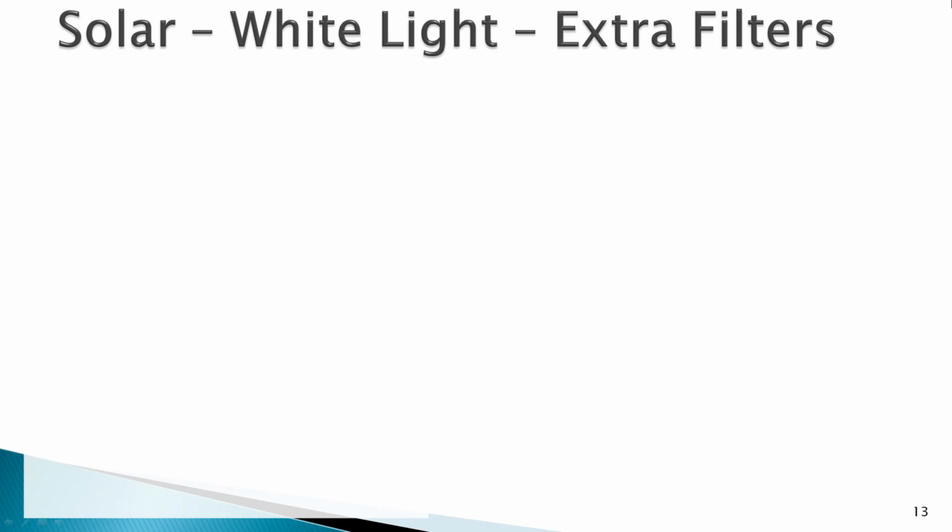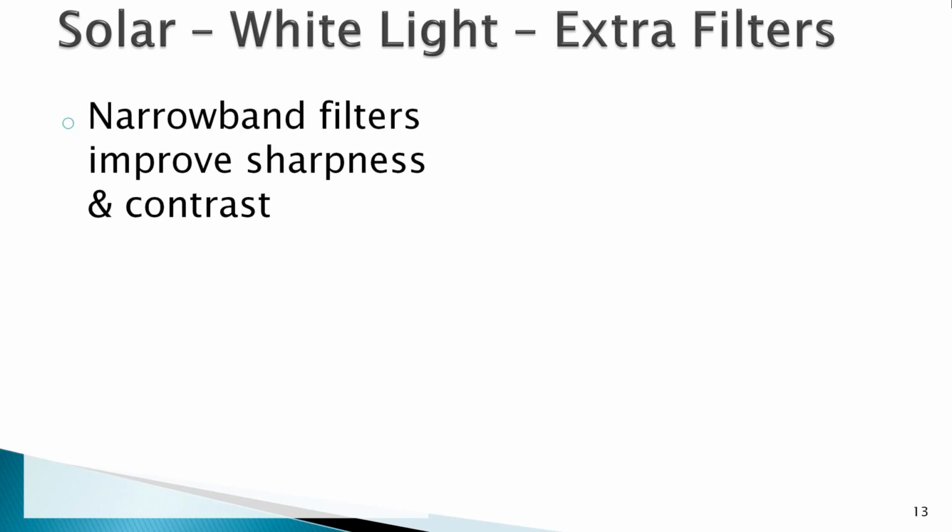As with the Herschel wedge, narrowband filters can be added to white light solar aperture filters as well in order to improve the quality of the view. By adding a narrowband filter, sharpness and contrast can be improved, and more detail visible.